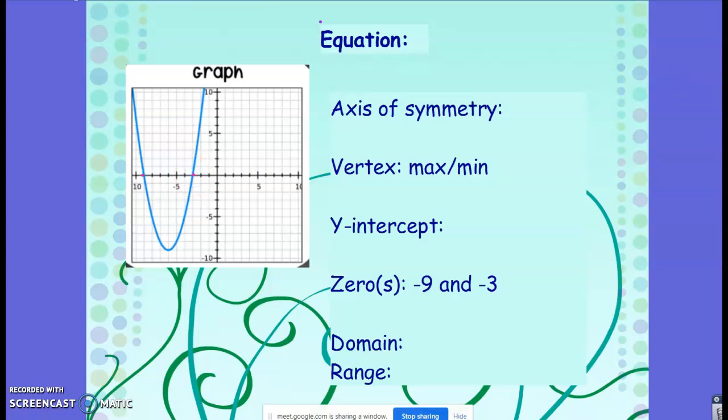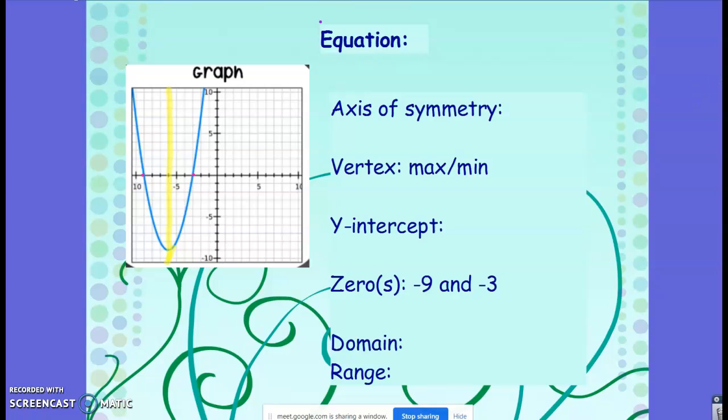From the graph, we can actually find our symmetry because we know our vertex. Oh, my lines get worse and worse. Well, I shouldn't try to use the mouse, that's why.